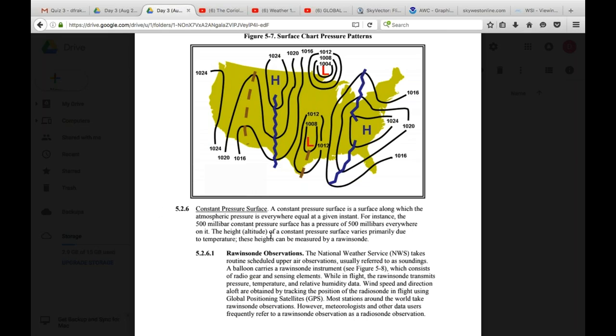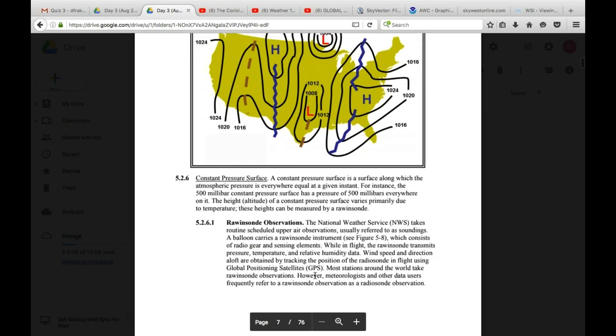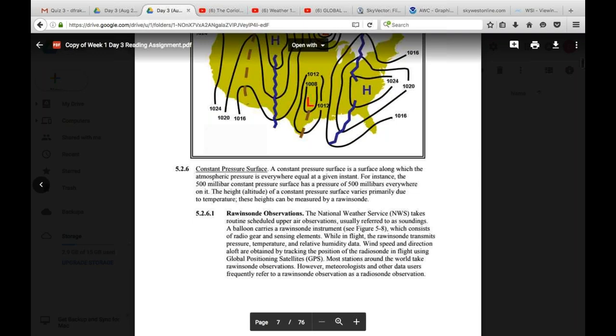So radiosonde observations are routine scheduled upper air observations, usually referred to as soundings. A balloon carries this instrument, which consists of radio gear and sensing elements. While in flight, the radiosonde transmits pressure, temperature, and relative humidity data. Wind speed and direction aloft are obtained by tracking the position of the radiosonde in flight using GPS. Most stations around the world take these observations. Meteorologists and other data users frequently refer to these as radiosonde observations.